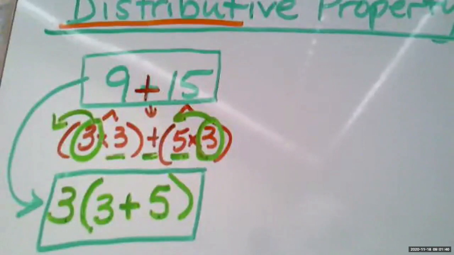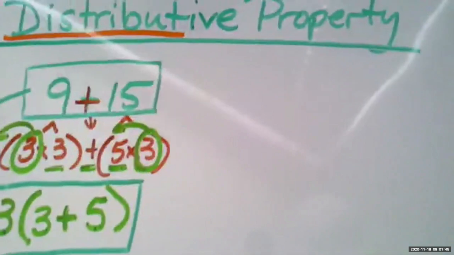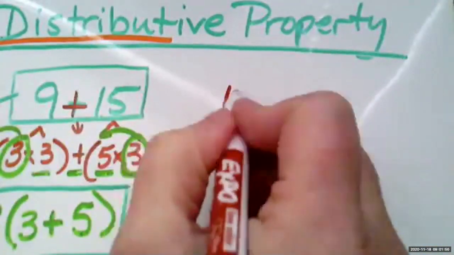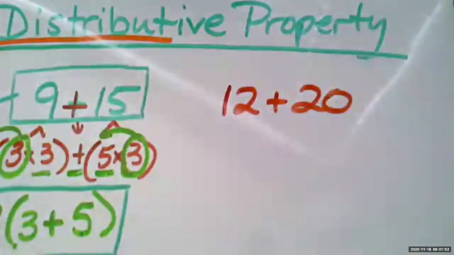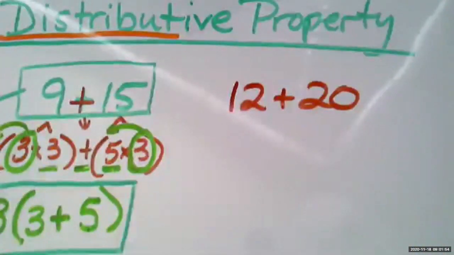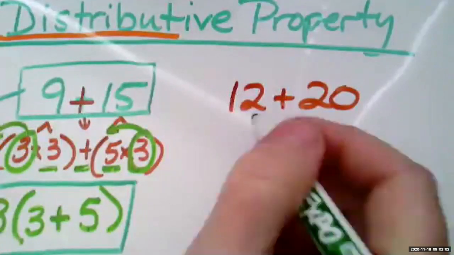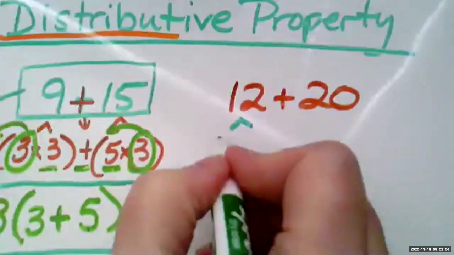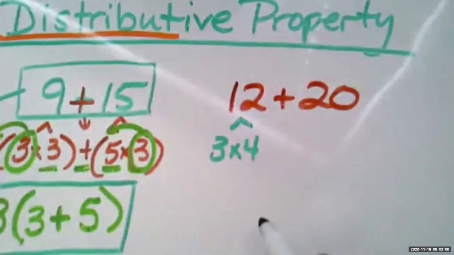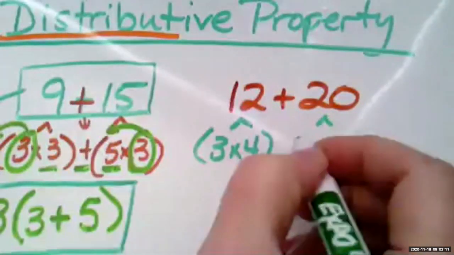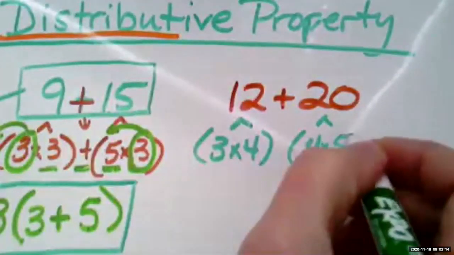All right, let's do several of these. I want to do several examples because, again, that was the first time you've seen it, and I'm sure you would like to see many more examples before I try to give you some on your own. Here's a simple problem, 12 plus 20. We're going to first break down 12 and 20 using factors. 12 breaks down to 3 times 4. And 20 breaks down to 4 times 5.